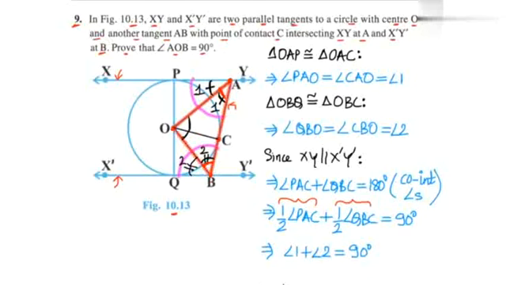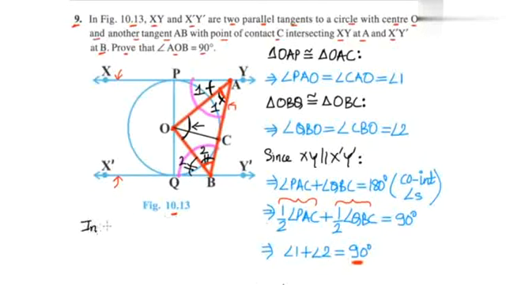Okay, in this triangle, two of the angles are angle 1 and angle 2, and we have just shown that their sum is 90 degrees. And from here it follows that the third angle, which is the angle whose measure we want to find, which is angle AOB, will also be 90 degrees.